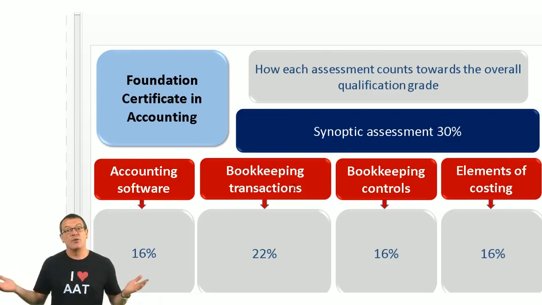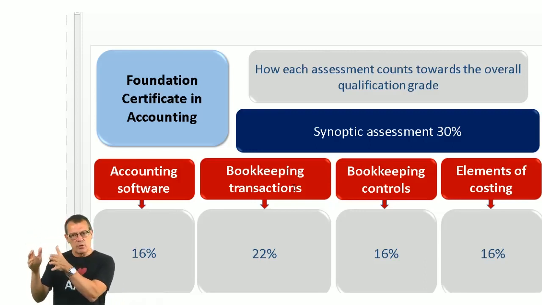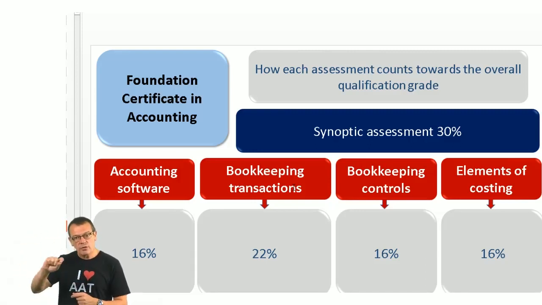The accounting, in no particular order by the way, the accounting software is 16%. If that comes at the end, you should really do very well at this and get a great mark. So that's how that would work. The bookkeeping transactions, 22%, so that's quite a high weighting. It's the first unit, so we can get this out of the way, and we know where this is leading to: bookkeeping controls. That's got the weighting of 16%, and then we go to elements of costing, which also has a weighting of 16%. And if you total that, that would be the 100%, which is the full qualification, and you can work out your marks as you go along.